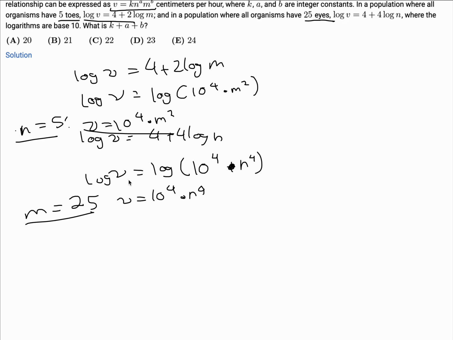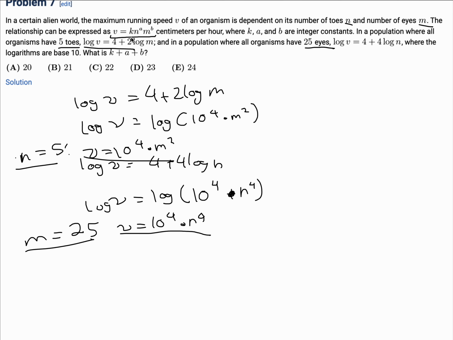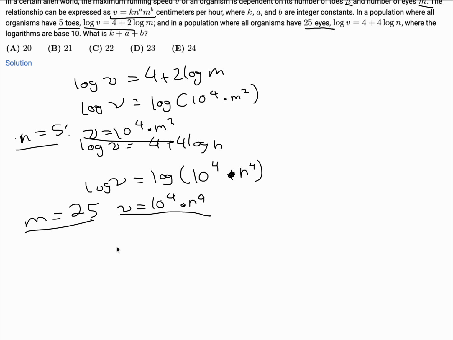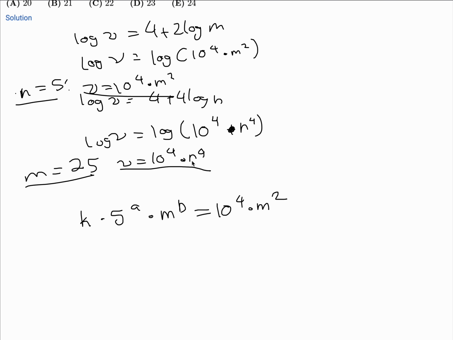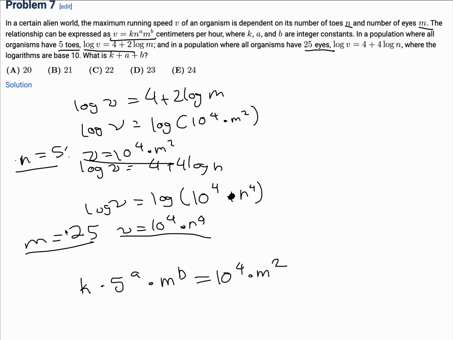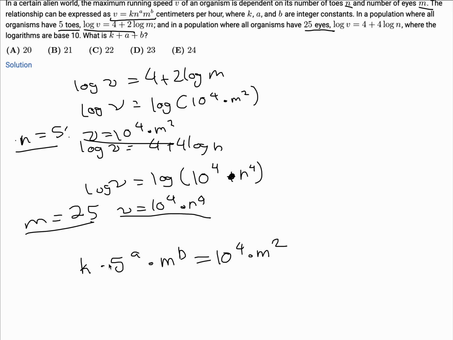So now we have two equations, but since we know n is equal to 5 and m is equal to 25 in these two equations, we can just plug that into v is equal to k n^a m^b, this top one. So I'm going to write k times 5 to the a times m to the b is going to equal 10 to the 4th times m squared. Similarly, on the bottom, plugging in m is equal to 25, I'm going to write k times n to the a times 5 to the 2b is equal to 10 to the 4th times n to the 4th.